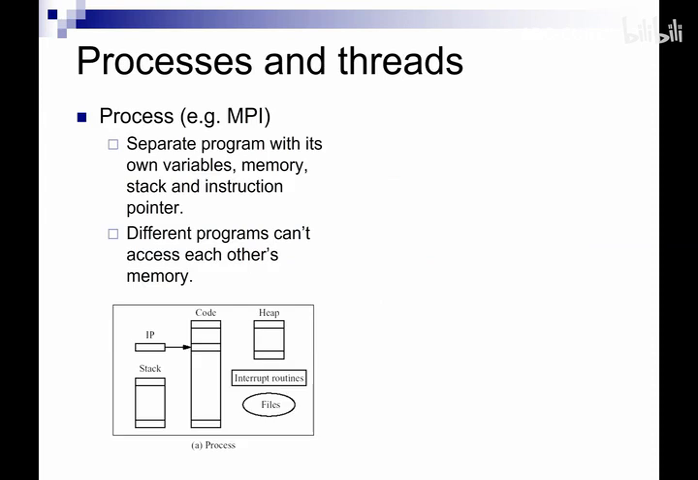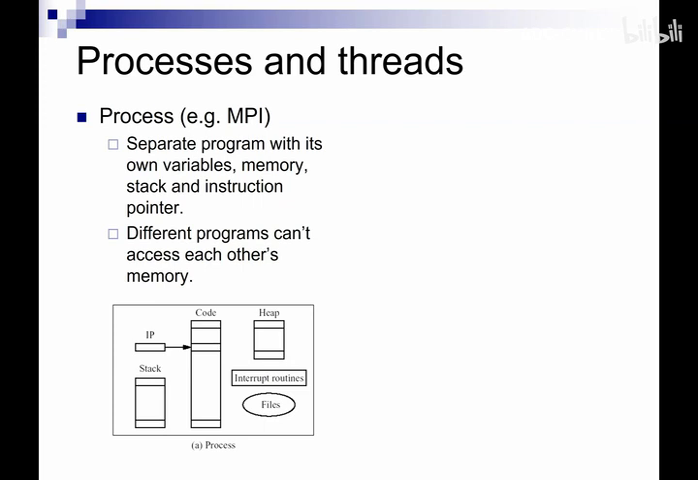Now, before we get into OpenMP, I want to talk about the difference between processes and threads. We can parallelize either using multiple parallel processes or multiple parallel threads. So what is the difference between them? For example, MPI is going to have multiple parallel processes. Each process is a separate program. What that means is that the program has all of these components shown down here.